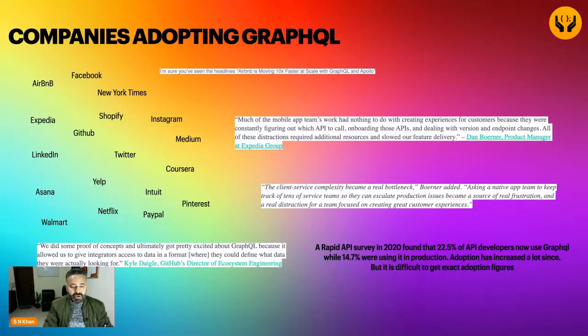If it wasn't secure, why would PayPal be using it? If it wasn't scalable, then why would Airbnb or Expedia, for that matter, be using it? And LinkedIn and GitHub, all of these companies are moving fast to GraphQL, and you must have seen it in the headlines: Airbnb moving 10x faster at scale with GraphQL and Apollo. This is basically the new trend that everyone is really following, and there are reasons for this.